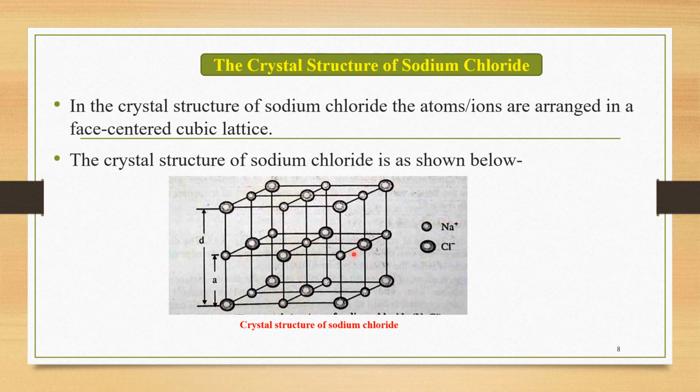In this face-centered cubic lattice, two types of ions are there, Na plus and Cl minus. This small circle stands for Na plus, while this larger circle stands for Cl minus. So in an ordered arrangement, these ions are arranged in this face-centered cubic lattice, and this is the overall, the complete structure of sodium chloride.